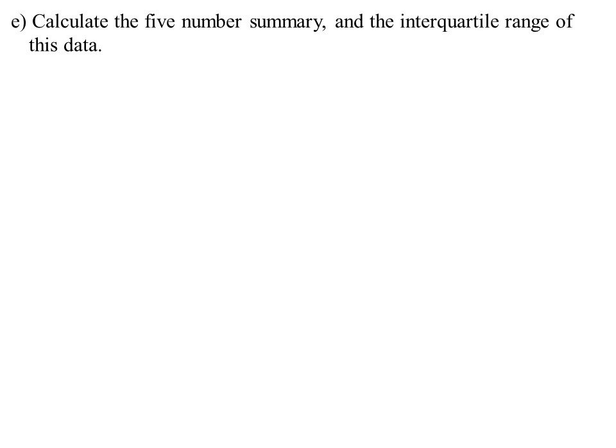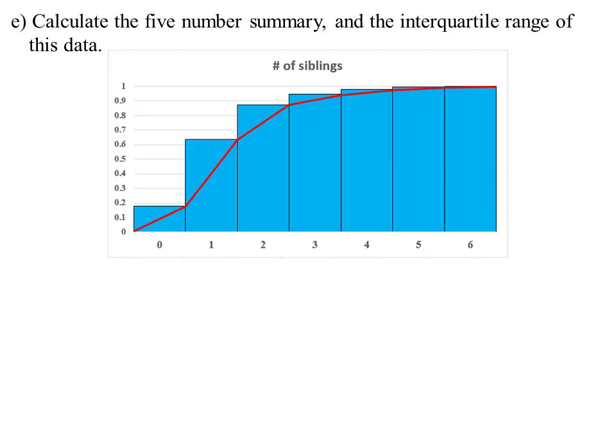Calculate the 5-number summary and the interquartile range. Well, there's the picture again. 5-number summary, those 5 key pieces of information. Now, the minimum is, of course, 0. That's nice and easy to work out.